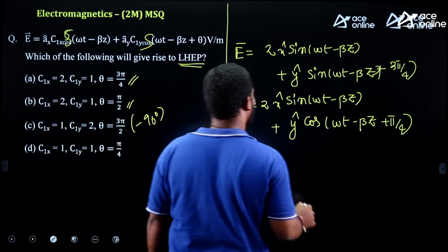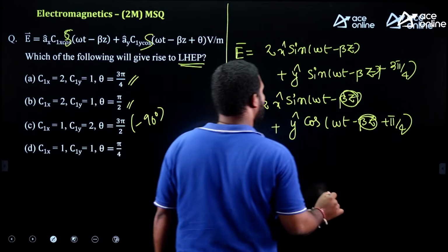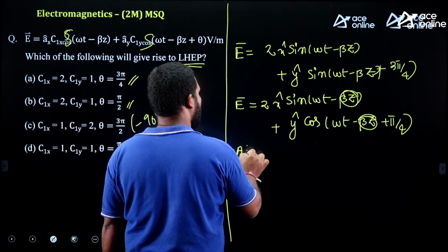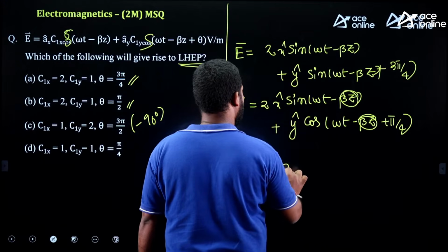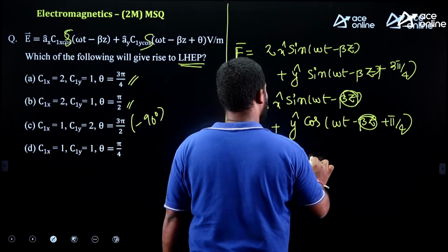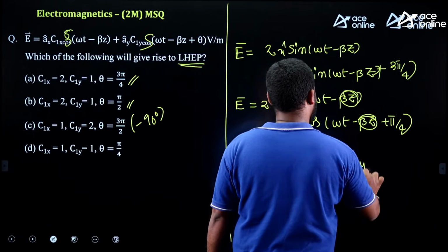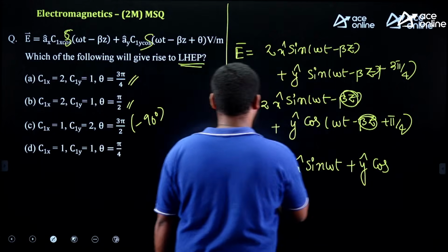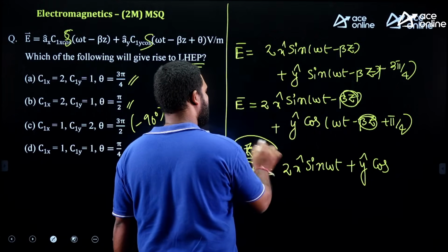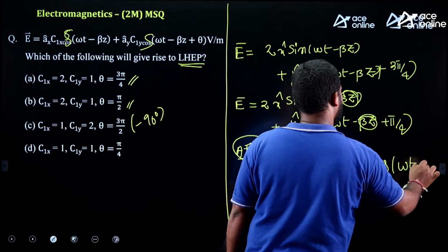Just I am cross checking. Let us make the space part equal to 0, because I am interested only in the time variation. So by making z equal to 0, E is equal to 2 x cap sine omega t plus y cap cos (omega t plus pi by 4).